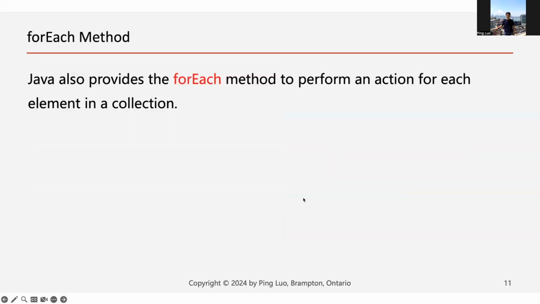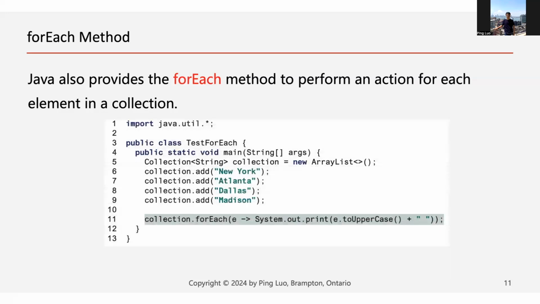Another very convenient method is the forEach method. It's similar to an iterator, also used to traverse the data structure, except we can use a lambda expression with this forEach method.